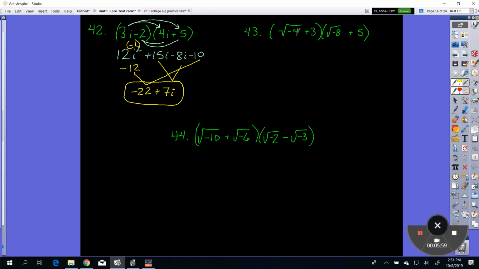On 43, I'm going to break these down first. So 4 is 2 and 2, so there's a pair of 2's, and the negative comes out as an i. So this is now 2i plus 3.